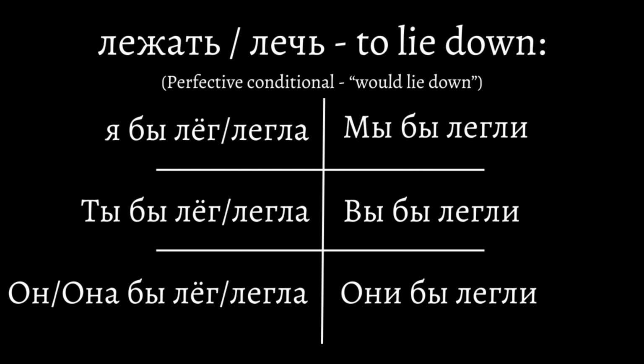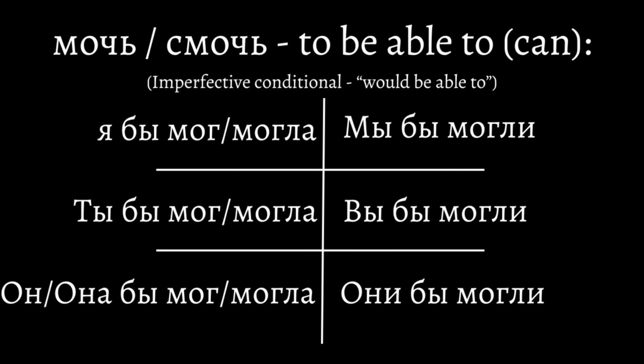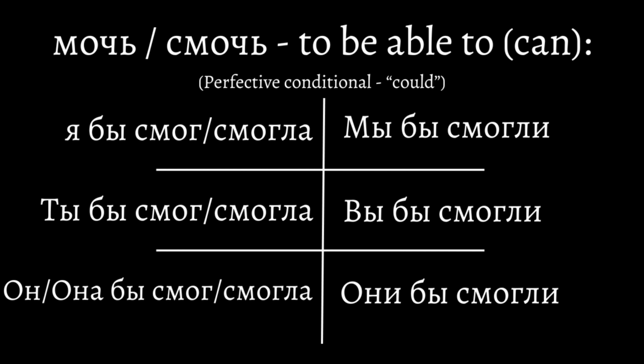Here we have мочь and смочь, which means to be able to or can. They both end in och, and they're both irregular. In the imperfective, it means would be able to, and in the perfective, the conjugations are the same with the prefix se, meaning could.